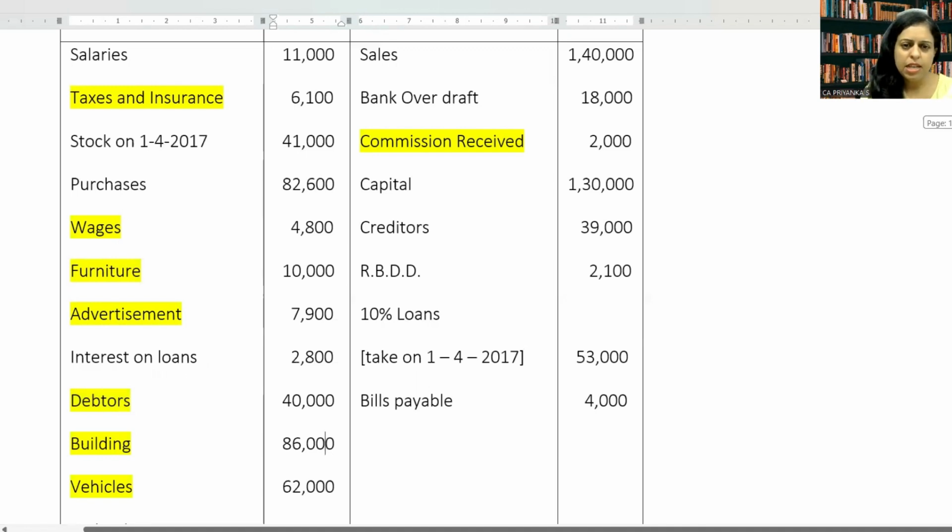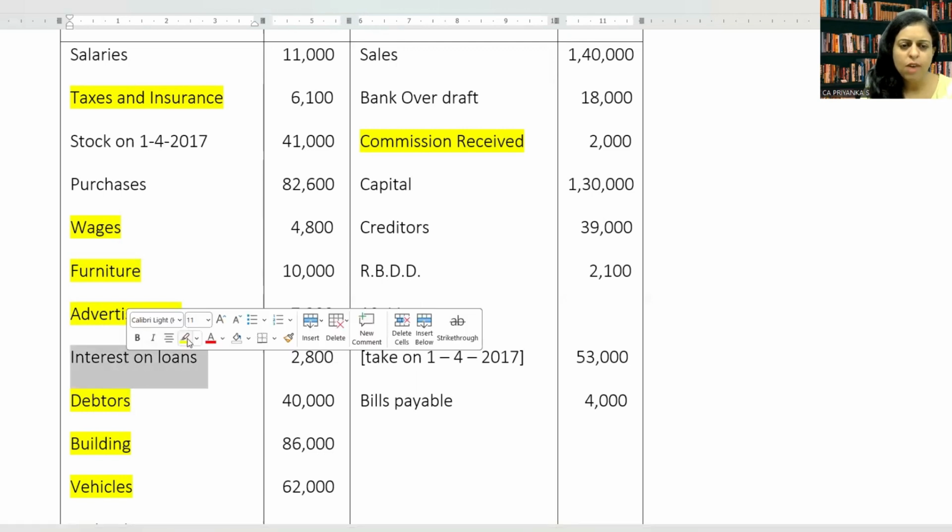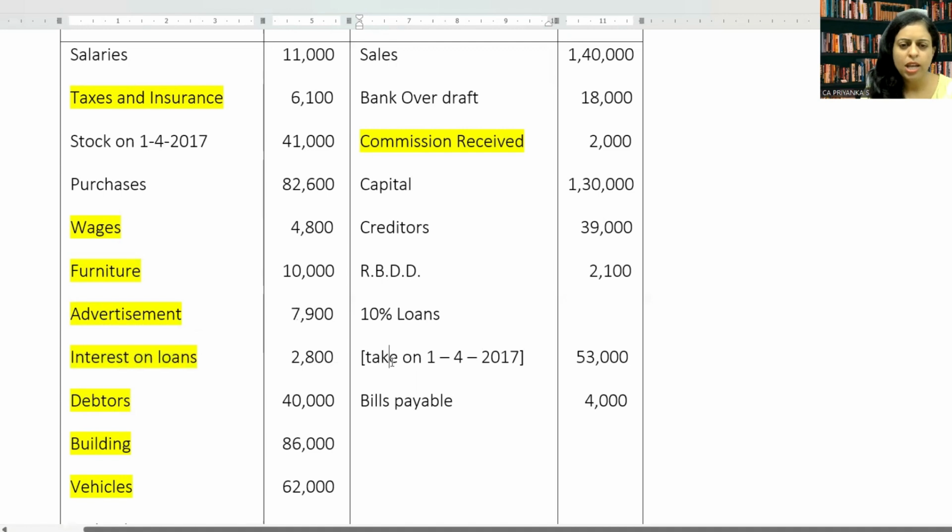Now, what is our next step? Is there anything here? Here you have 10% loan taken on 1/4/2017. So there is some interest on loan also, which will also have an adjustment. If you see, 10% loan, 53,000 is there. On this 10% comes to 5,300. But how much is paid? It is 2,800. So some amount of this interest on loan is still outstanding.